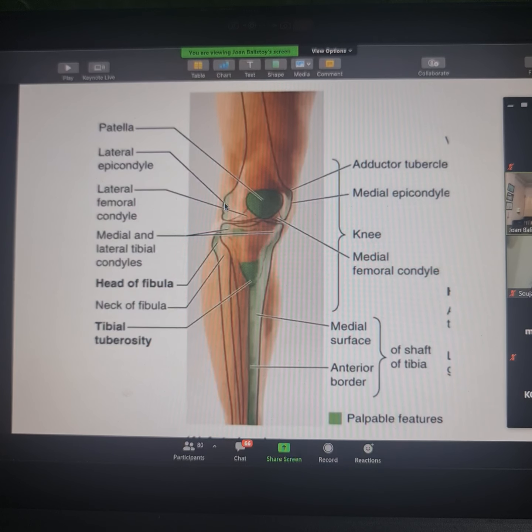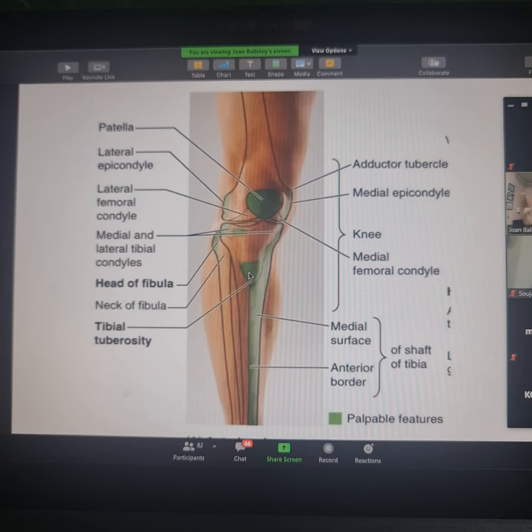Moving downwards from the epicondyles, you will feel the medial and lateral tibial condyles. Of course, the medial will be inferior to the lateral tibial condyle. And then, this is a very prominent structure, and sometimes when you stand, you can actually see this prominence. This is your tibial tuberosity. You can actually see it when you stand straight.